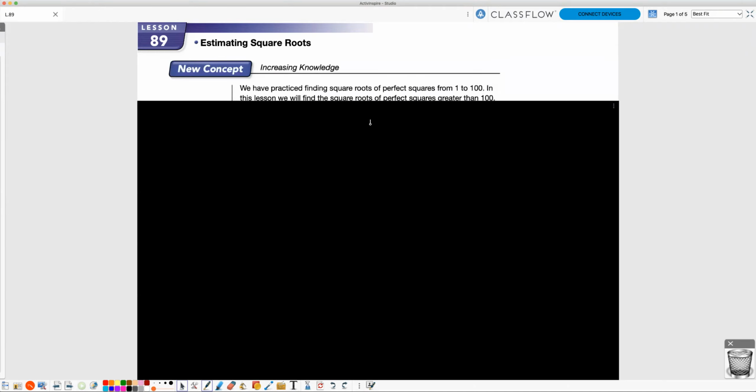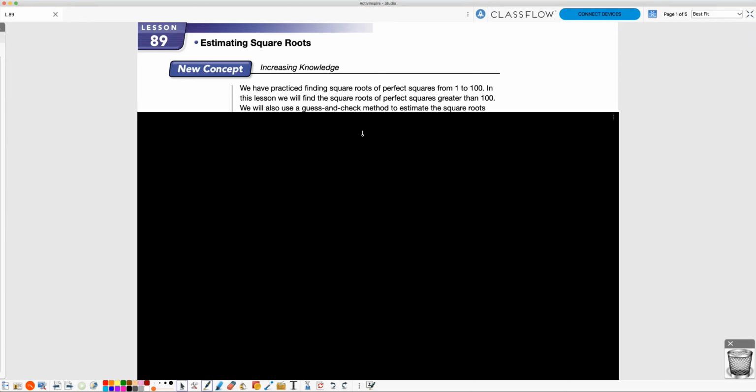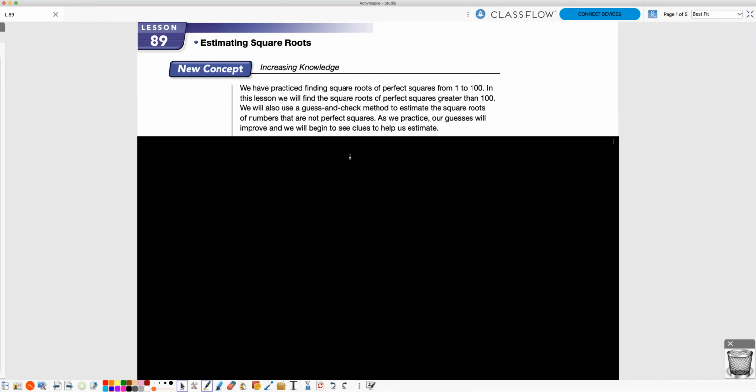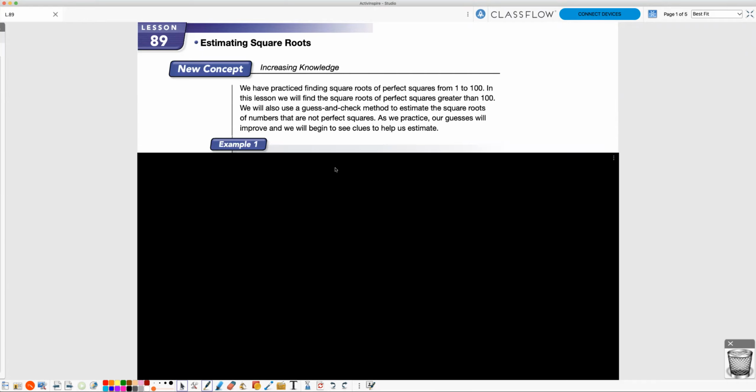We have practiced finding square roots of perfect squares from 1 to 100. In this lesson, we'll find the square roots of perfect squares greater than 100. We will also use a guess and check method to estimate the square roots of numbers that are not perfect squares. As we practice, our guesses will improve and we will begin to see clues to help us estimate.